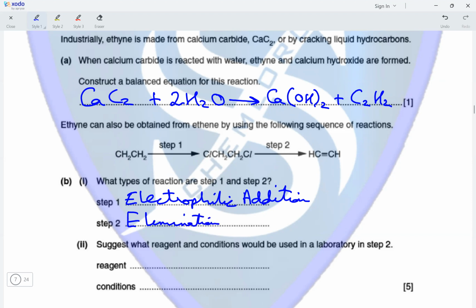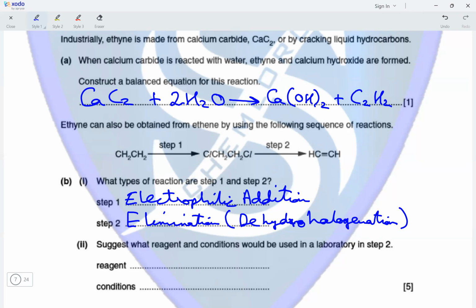in which two hydrogen atoms and two chlorine atoms are removed. This elimination can also be known as dehydrohalogenation because hydrogen and halogen are both removed.